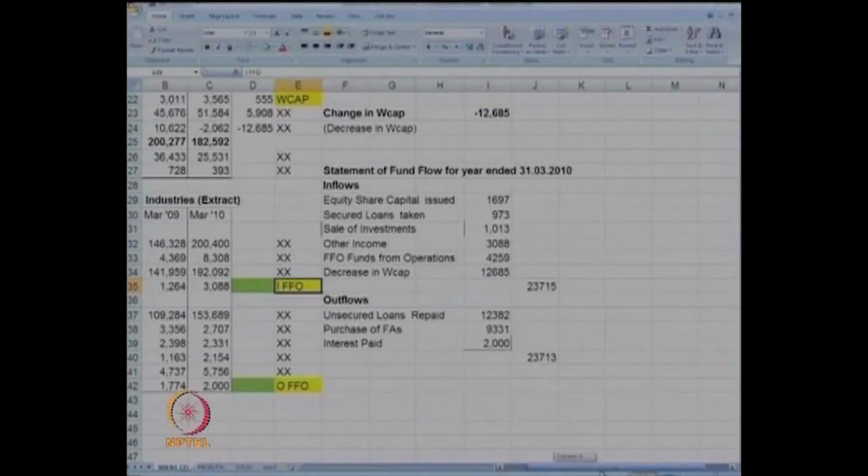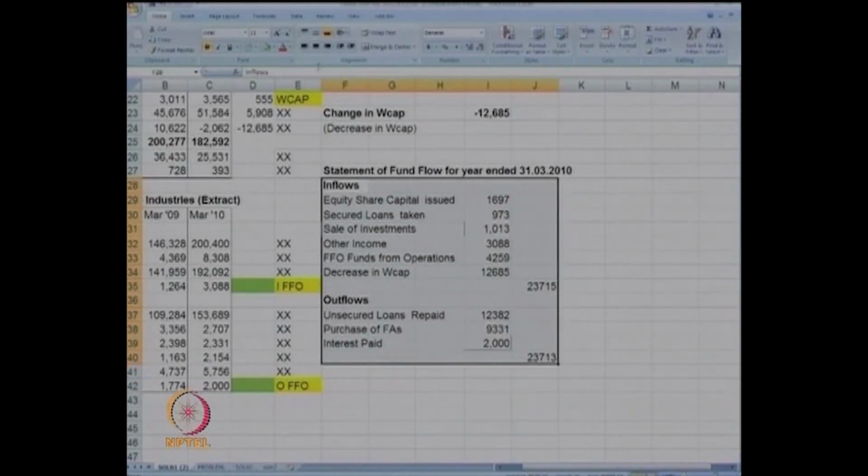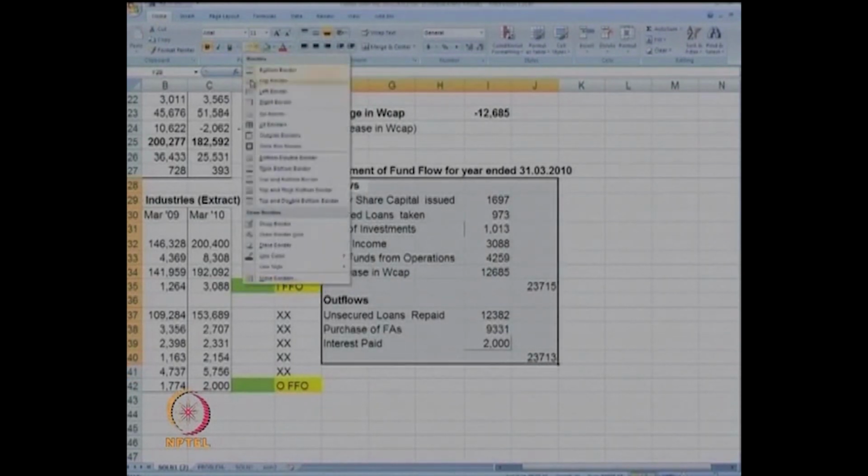Now we will try to go into interpretation of financial statements. Before going into that, first let us see how to interpret a cash flow statement or fund flow statement. You have this fund flow statement in front of you, which we have just solved. So what do you see from it? How do you interpret it?